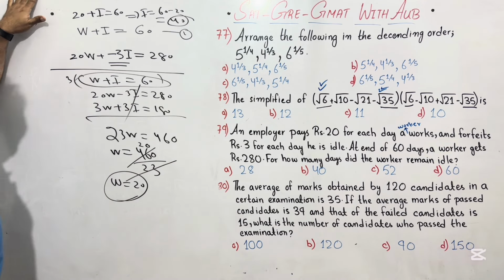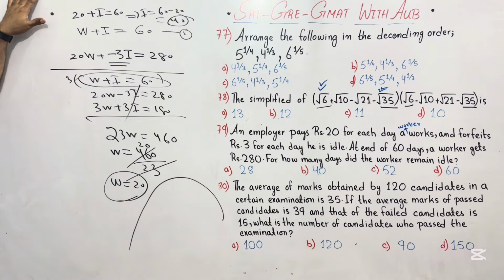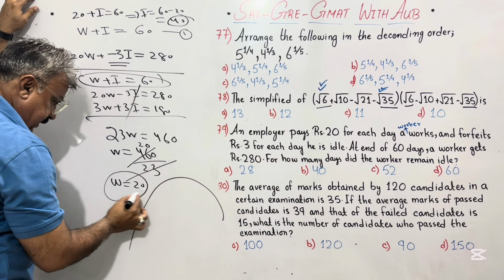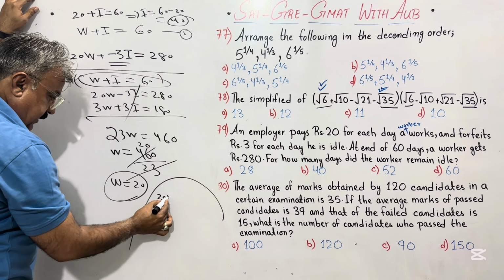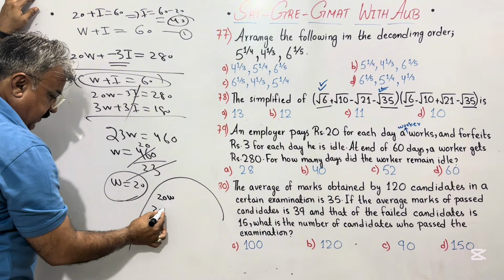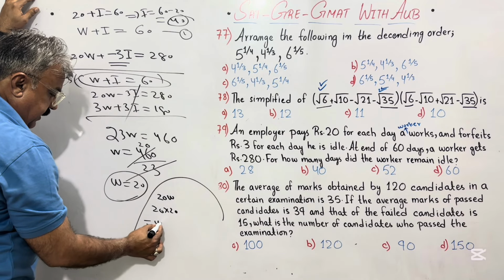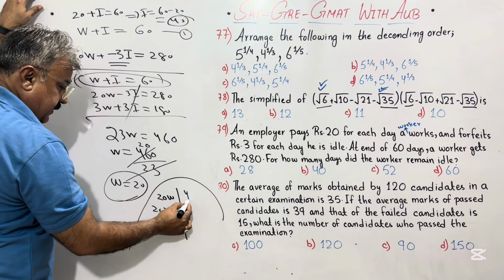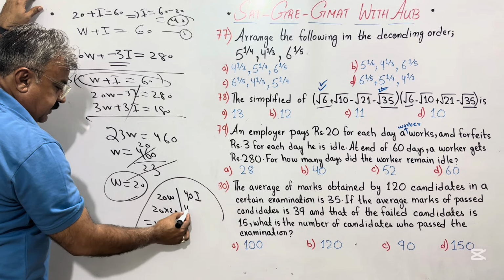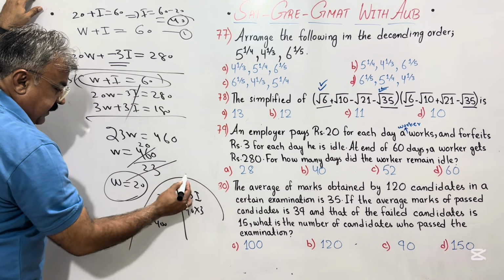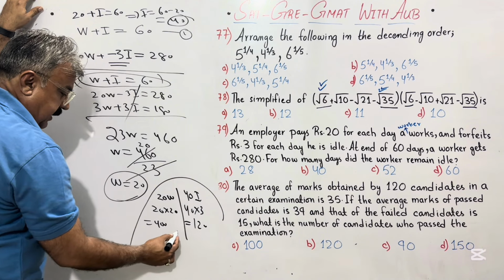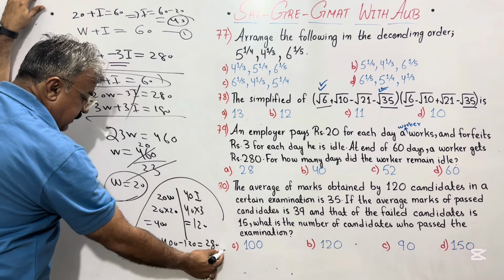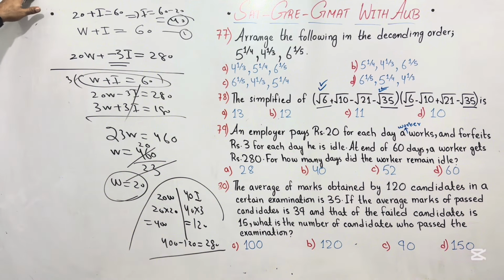Let's verify by using the rates he has to obtain or give. The total is 60 days. He worked for 20 days at 20 rupees for each day, so he obtained 400. While he remained idle for 40 days, he has to pay 3 rupees for each idle day, so that is 120. The difference of 400 and 120 is definitely 280. That is the verification step in our case.